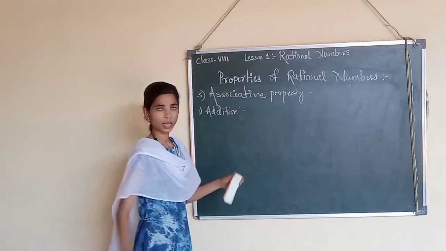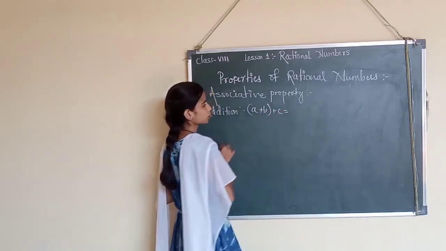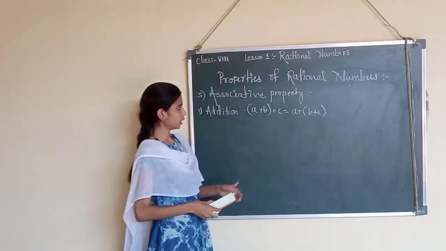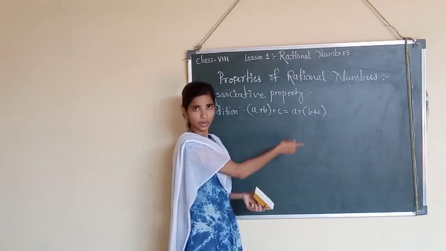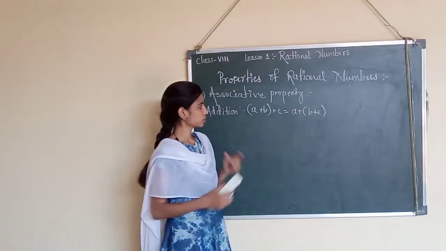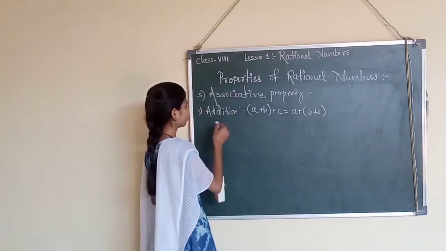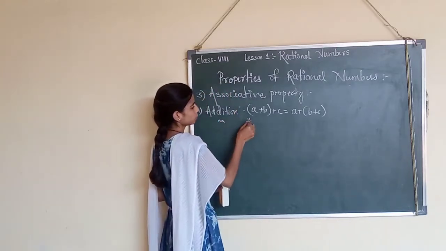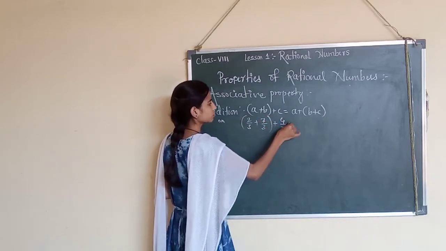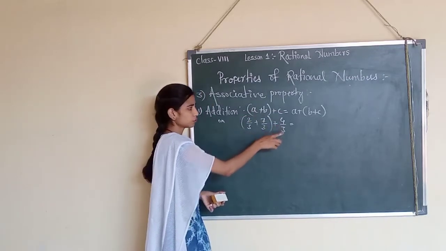Means if we take addition, (a + b) + c is equal to a + (b + c). Now here you can see a, b, c are rational numbers. When we take the addition of those numbers and rearrange them, then the sum will be the same. Now we'll take one example: 2/3 + 7/3 + 4/3. Now a is 2/3, b is 7/3 and c is 4/3.